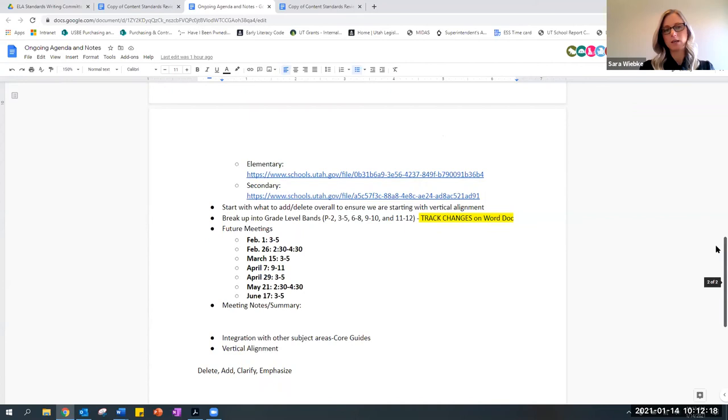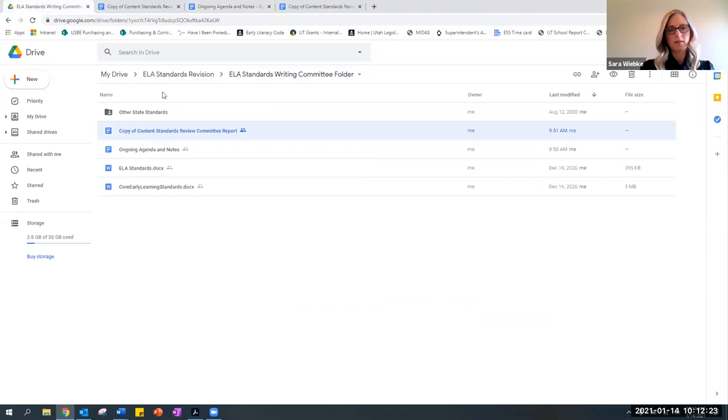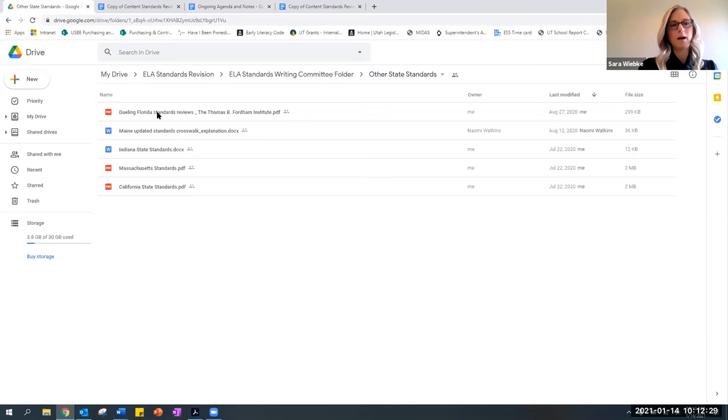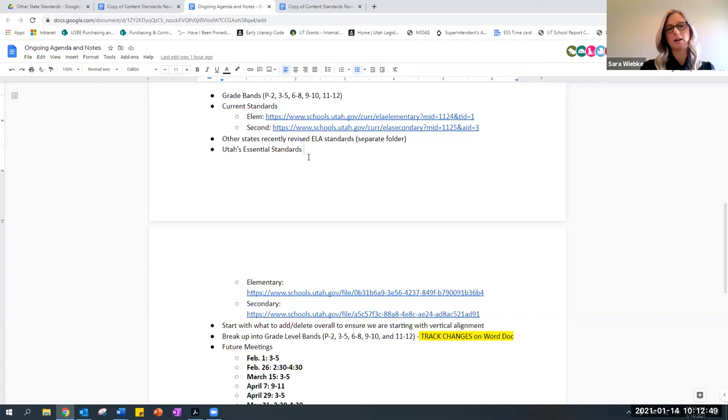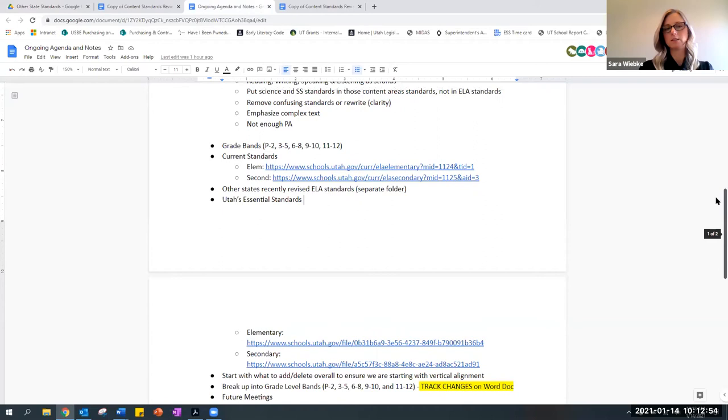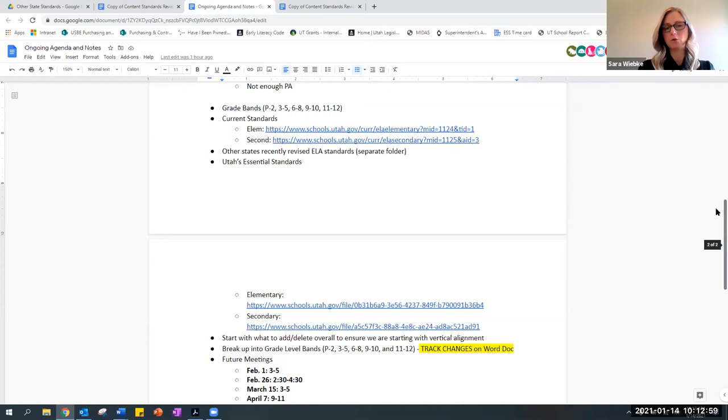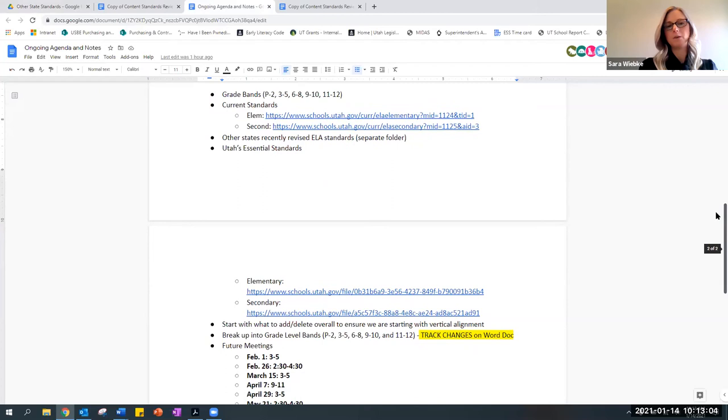We also have a folder that has other state standards that have been recently revised. We've got the Florida standards review, because we wanted you to have a general idea of what was going on with that. And then we also have Maine, Indiana, Massachusetts, and California. Knowing that that's a lot, we certainly don't expect that to be a quick 15-minute review, including looking at our own current standards if you're a little less familiar with them and want those more specifics now that you've seen some of those content review thoughts, concerns, and questions. Knowing that we have the current standards, the essential standards, and those other state standards, we wanted to make sure that you had time to dive in and look at those.